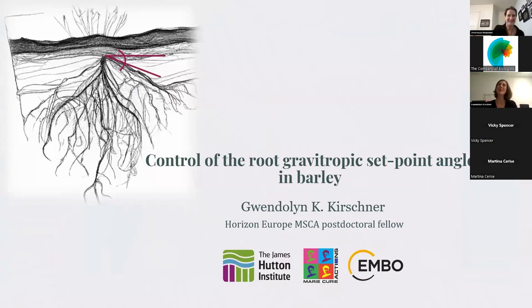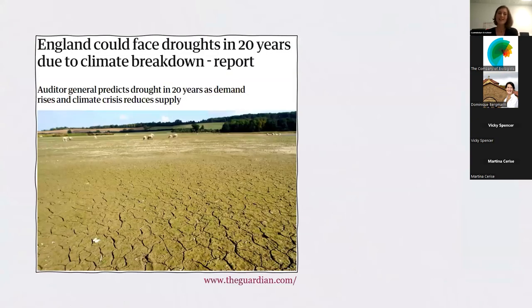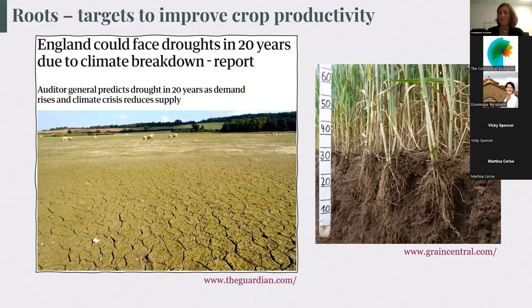Nice. So we're going to go from the above-ground organs to the underground, under-soil organs now. We have all seen in the last years pictures of landscapes that have undergone severe drought, even in the UK. So we now have to ask the question, how can we adapt our crop plants in the next years to better cope with it? One somewhat underexploited target are the roots of the plants, basically because they are invisible most of the time, as they are in the soil. So we don't really pay a lot of attention to them.